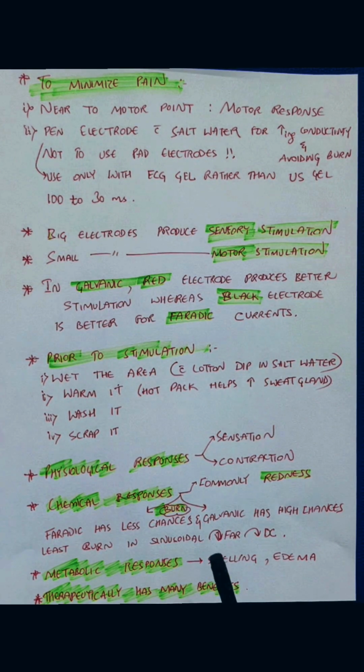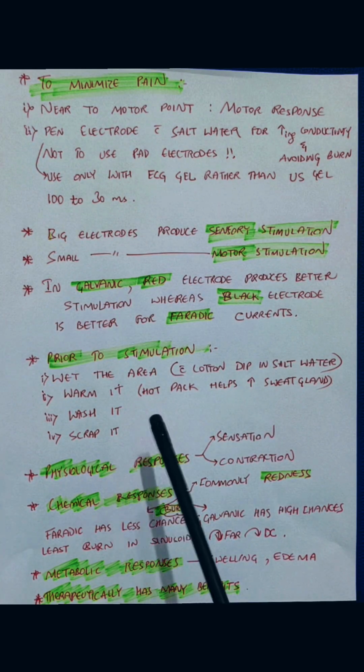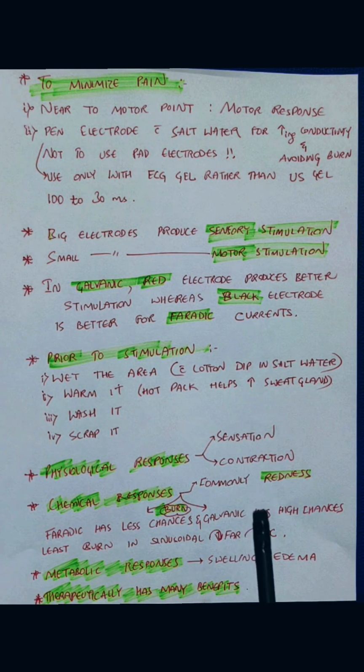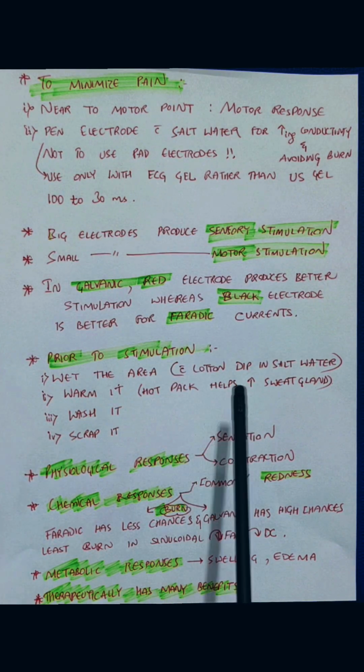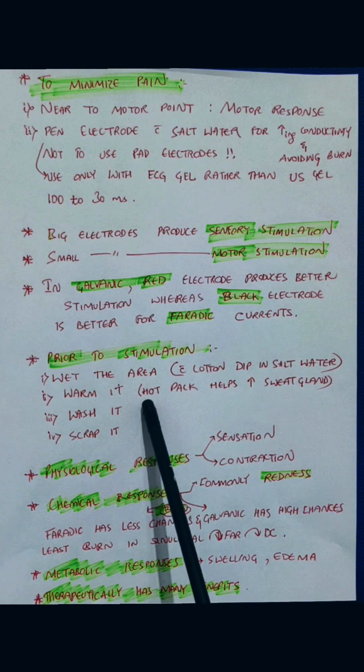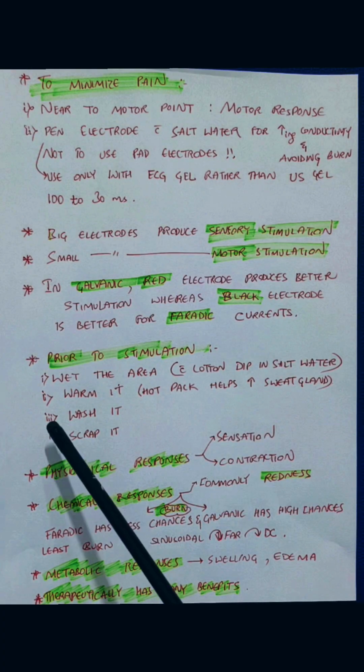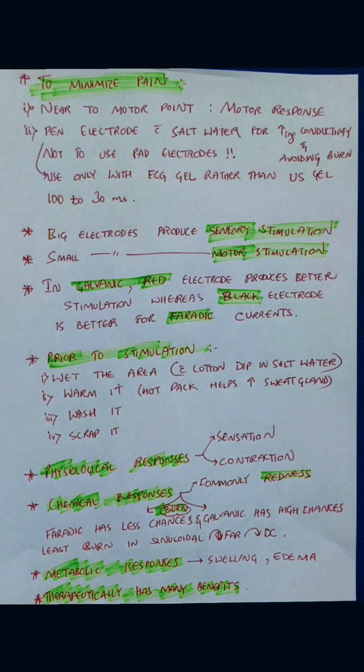Now, prior to stimulation, we have to do certain things. That is, we can wet the area with cotton dipped in salt water. We can warm the skin to help increase the sweat gland activity by using a hot pack for a little while. We can wash the area and then scrub the area.